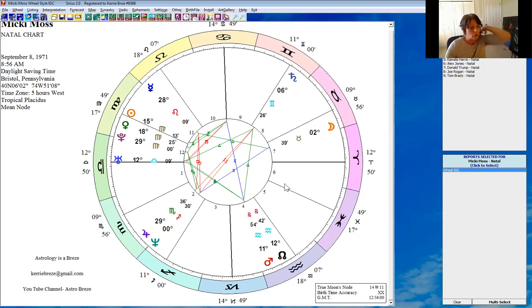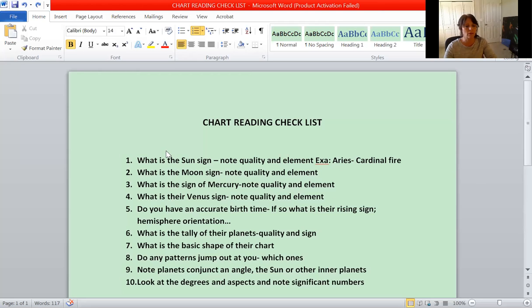All right, so chart reading. Now I want to stop that share and then go look at this. And then we'll just move that. Okay, so again, we looked at some of this, the sun sign, we looked at the moon sign, we noted that, we looked at Mercury, her mind, we looked at Venus. We did say, yep, we've got an accurate birth time, so we know the rising.